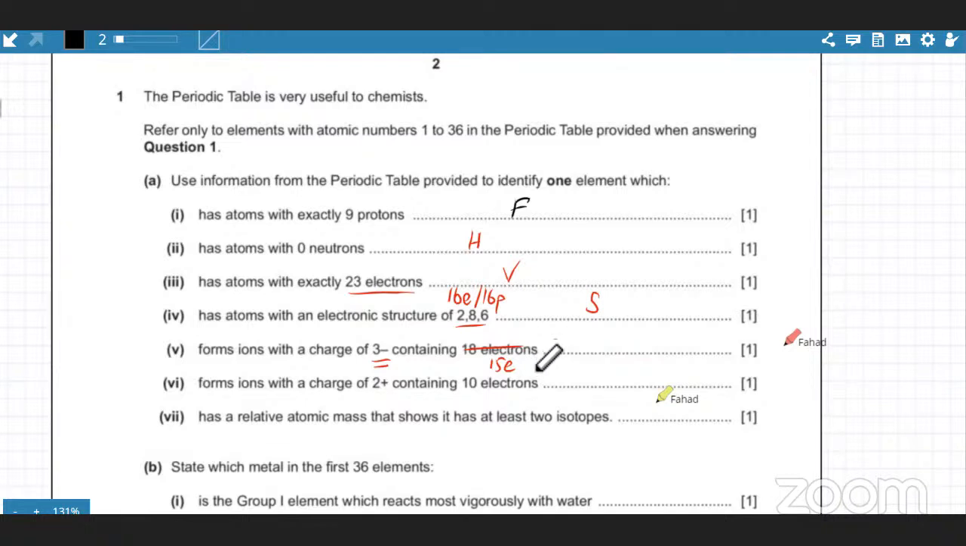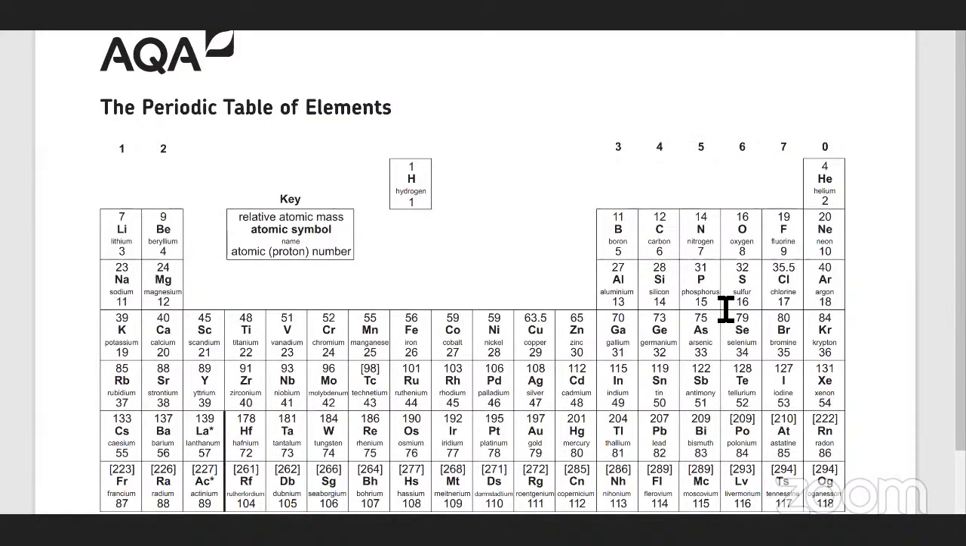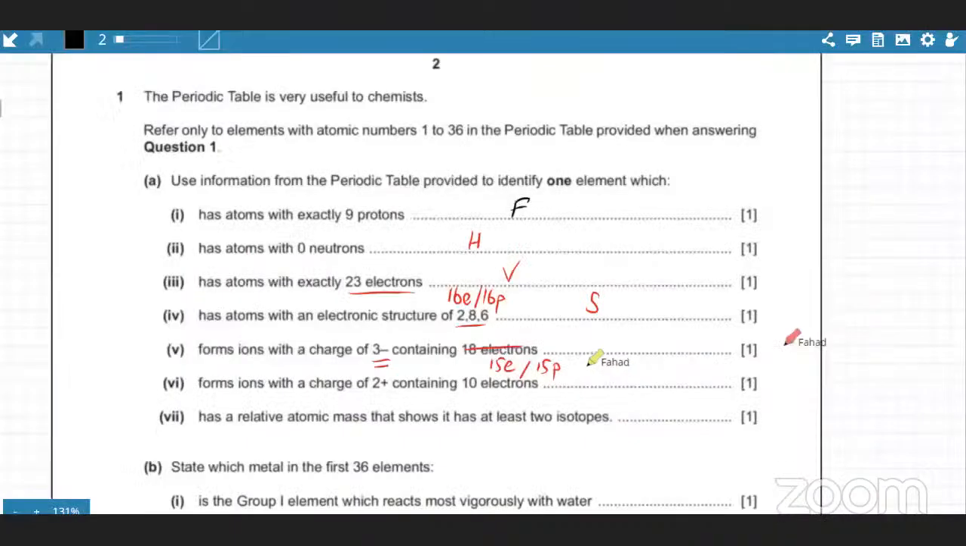So I'm going to look for an atom that has 15 electrons. And for an atom, the electrons and protons are usually the same. So it's going to be 15 protons as well. So look for an atom with 15 protons. Go back, have a look. Over here, you can see phosphorus is the one that has 15 protons. So let's write phosphorus over there.